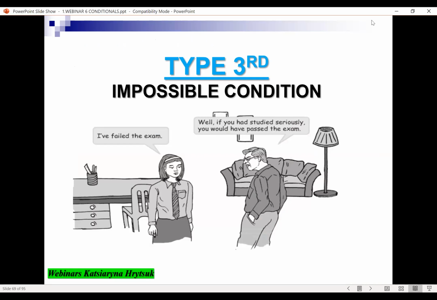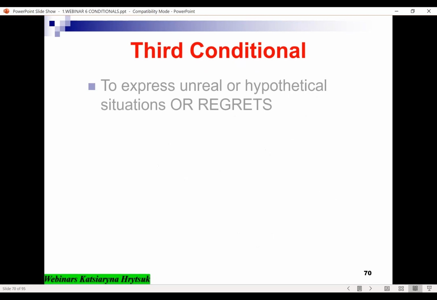Now something that is impossible, or you criticize or regret something. I failed the exam. If you had studied seriously, you would have passed the exam. It means nothing can change now. It's already happened. So that is third conditional.